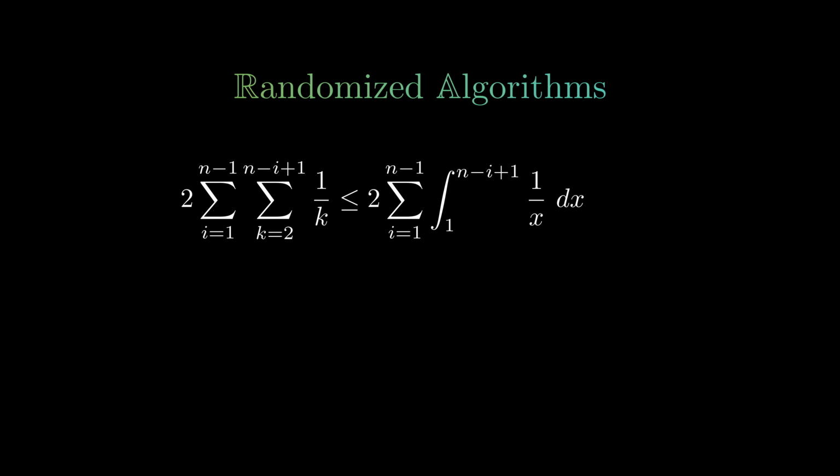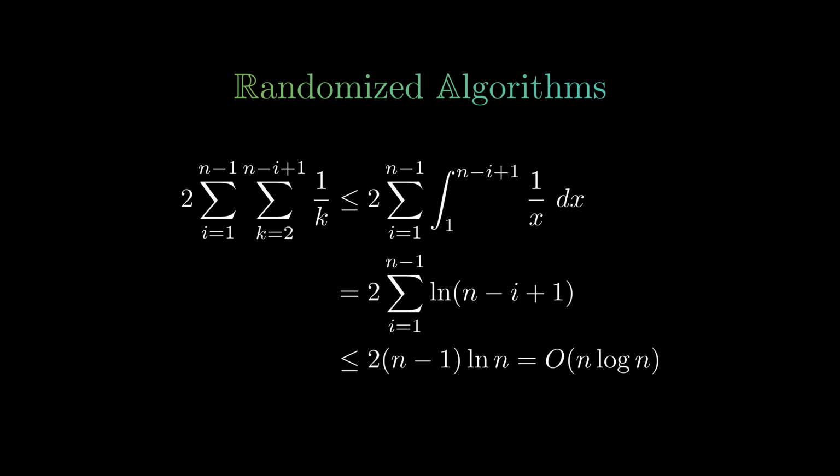Therefore, the sum from k equals 2 to n minus i plus 1 is less than or equal to the integral from 1 to n minus i plus 1 of 1 over x dx, which is equal to the natural log of n minus i plus 1. This sum is less than or equal to n minus 1 times the natural log of n, which is O(n log n).